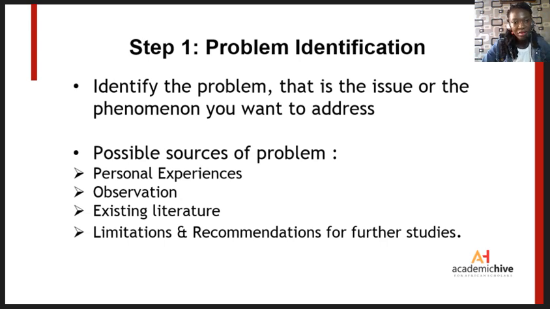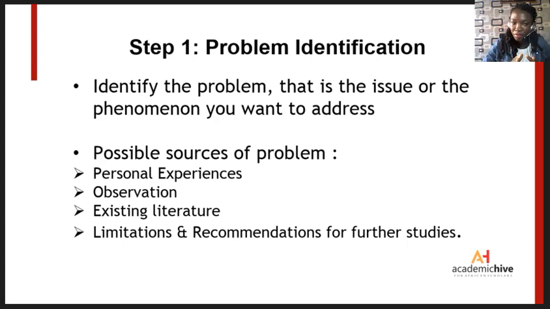You also can find some problems from existing literature. While reviewing the literature of other people or other works, while reviewing other scholarly works, you can find a problem that they have not touched, which you would like to solve. Some of the sources too can be found from the limitation and recommendation for further studies, which is usually present in any scholarly work or in a good scholarly work.